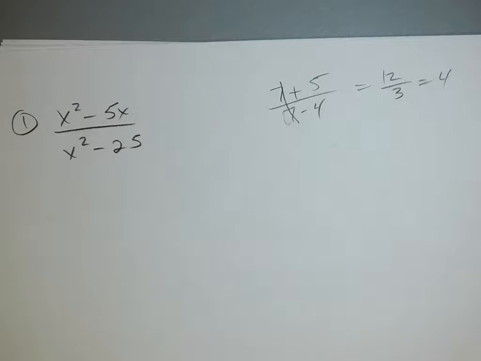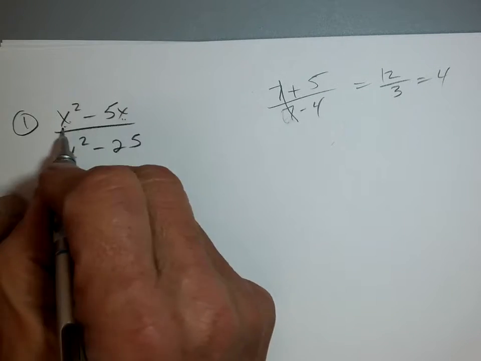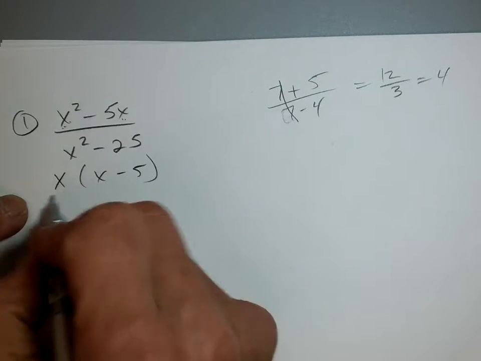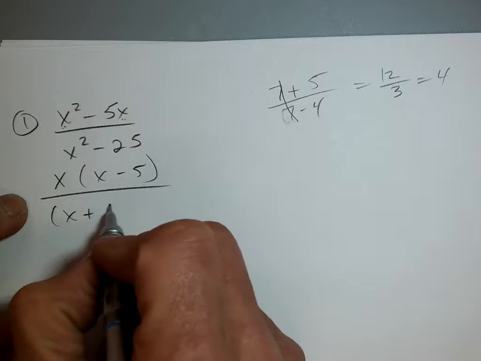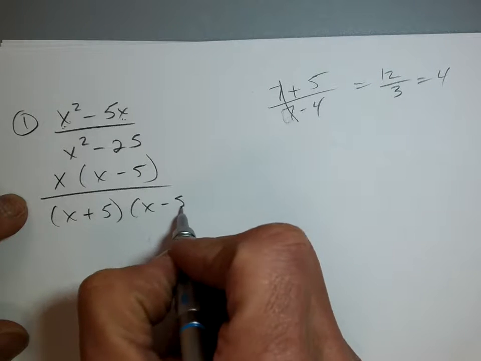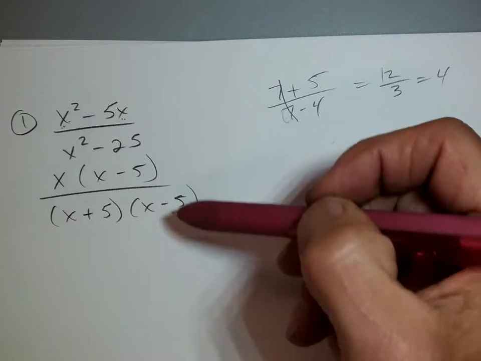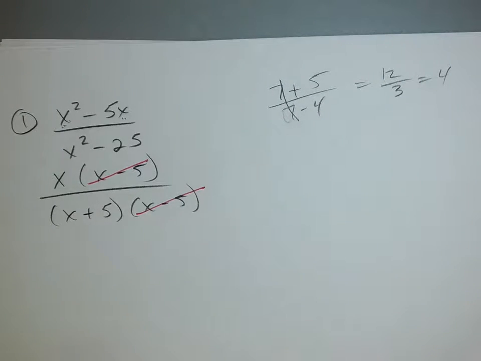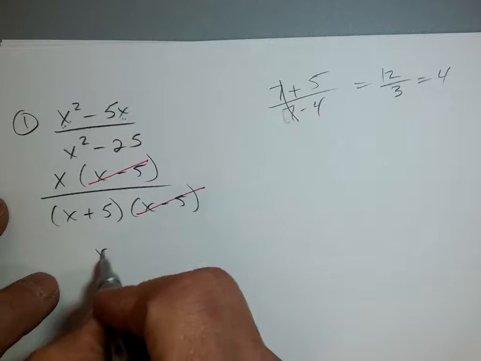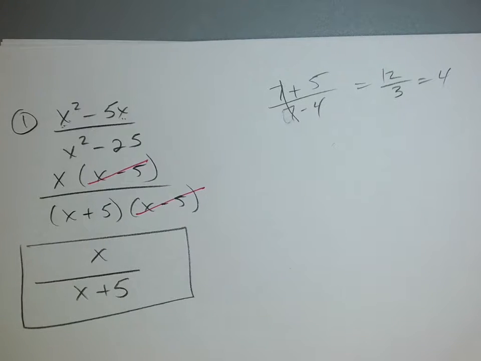Factor, okay? So I'm going to go ahead and rewrite this as take out an x. I'll have an x minus 5 in the numerator. Denominator, I'm going to go x plus 5, x minus 5. So I factor, and then I can cancel, okay? So I factor the numerator, take out an x, factor the denominator, x plus 5, x minus 5. X minus 5 cancels with x minus 5, and I have an answer of x over x plus 5. That's it.